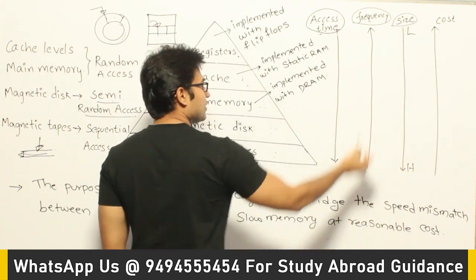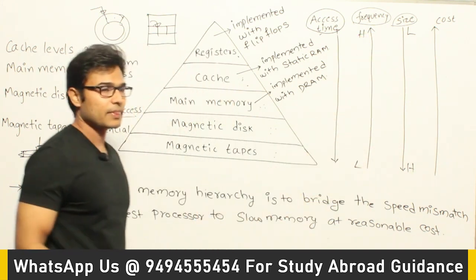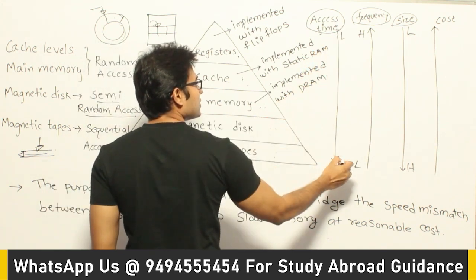Coming to size, least is at the top and highest is here. Coming to frequency, highest is here and least is here. And coming to access time, least is here and highest is here.